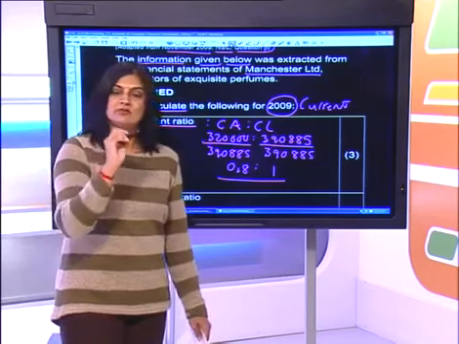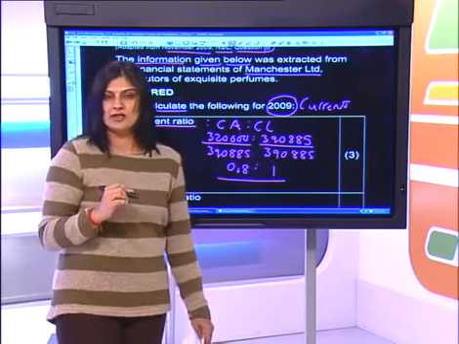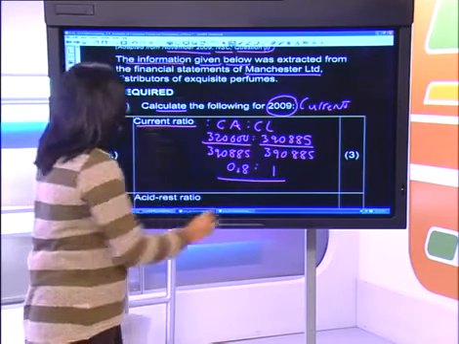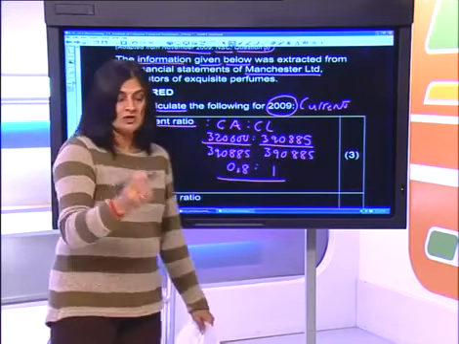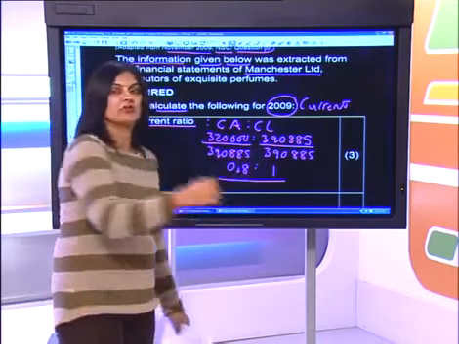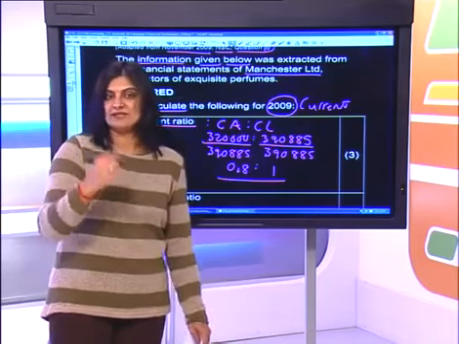Now, the question doesn't want you to comment, only wants you to calculate. But if you had to comment, guys, for every 1 rand of current liability I owe, I only have 80 cents of assets to pay, current assets.